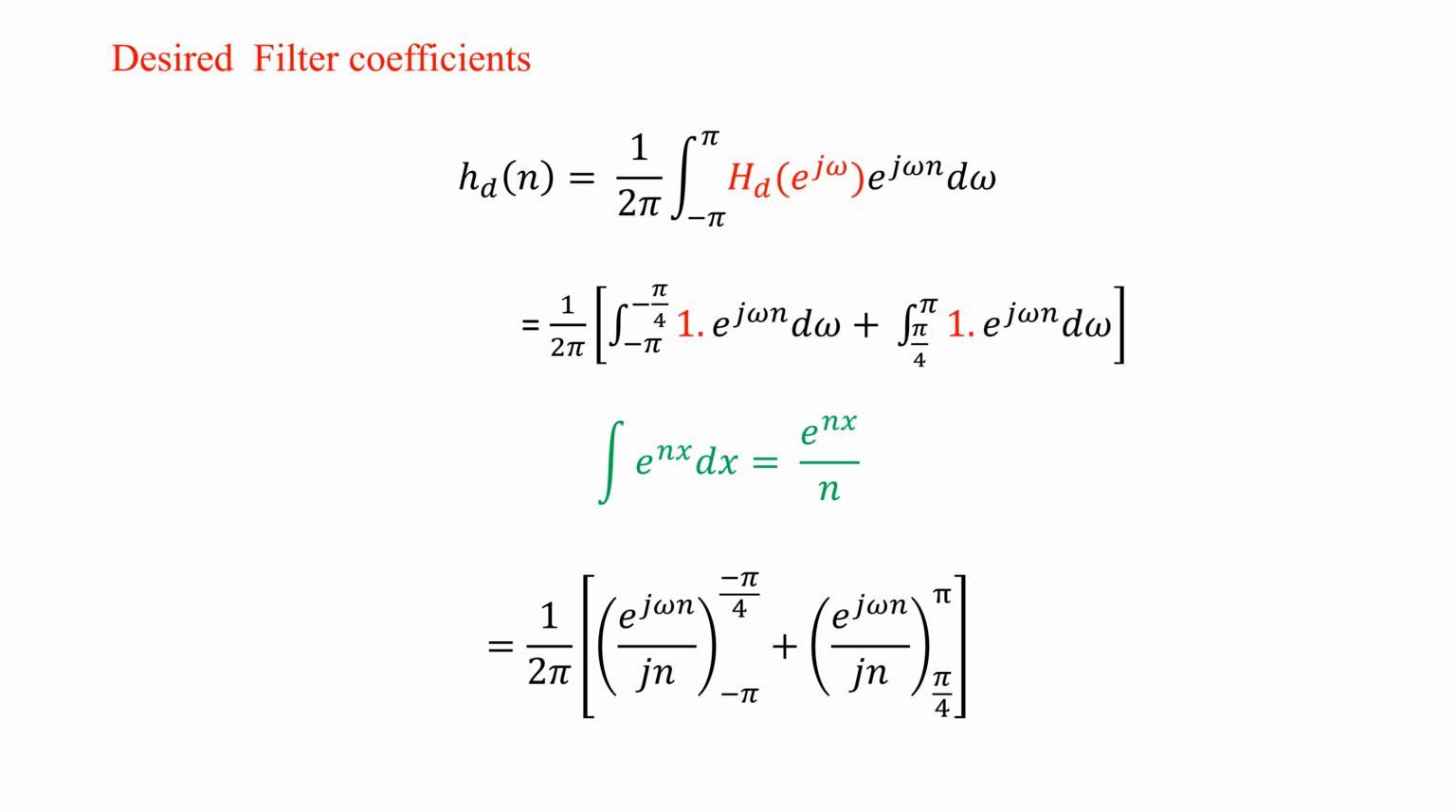Now we have to integrate. For the integration, we can use the basic formula: integral of e power nx dx is equal to e power nx by n. Here the variable is omega because we are integrating with respect to omega, so the constant value we can take as jn. In the formula we are integrating with respect to x, so the constant is n, which comes in the denominator as e power nx by n. But in our problem we are integrating with respect to omega, so omega is the variable here, and the constant jn comes in the denominator.